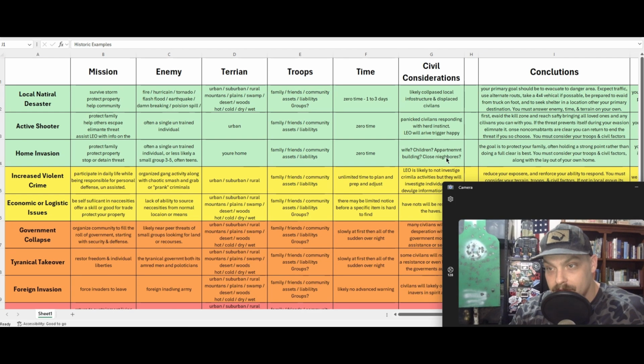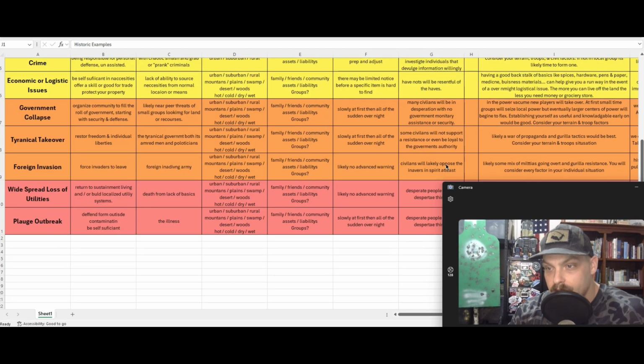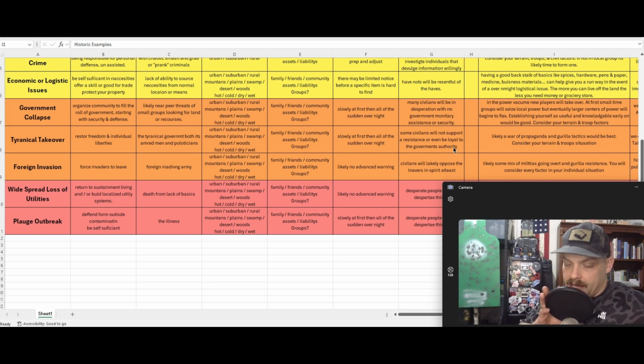All right. Civil considerations. Some civilians will not support a resistance or even be loyal to the government authority, okay, in a tyrannical takeover. Some people will just say, but they are the government. They said so. They said it's bad to think. Turn your brain off. That's what the government said. And the government is good, so what they say is good. Okay? It is what it is, friends.